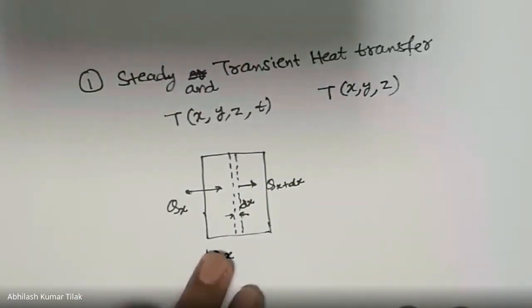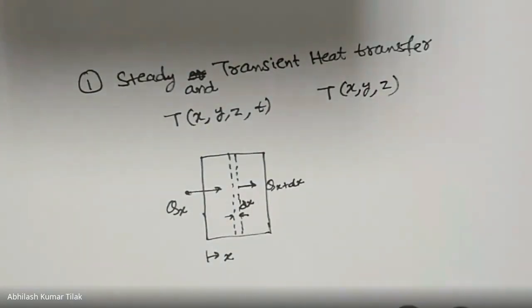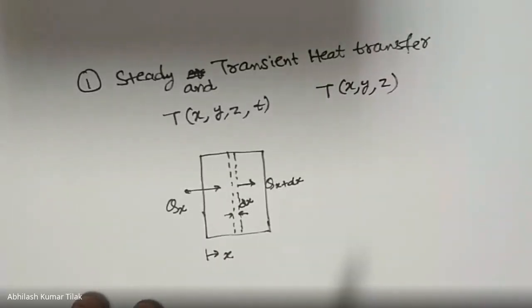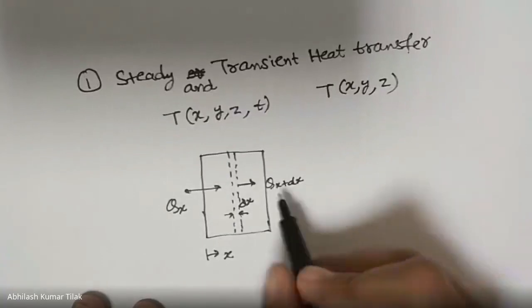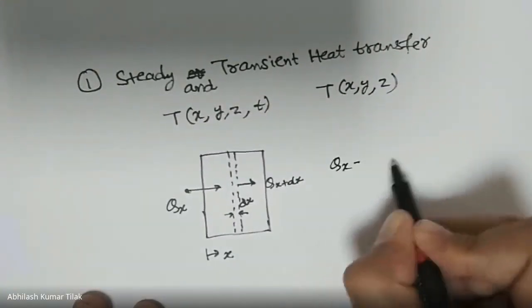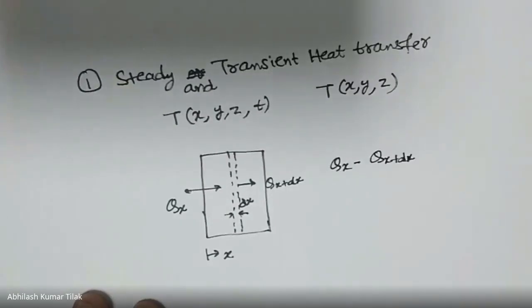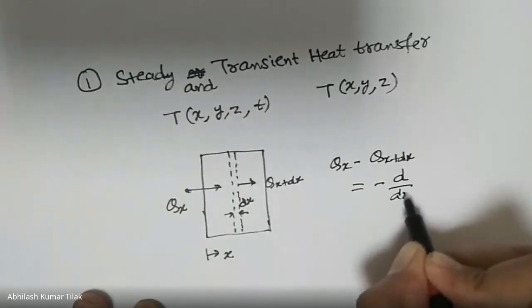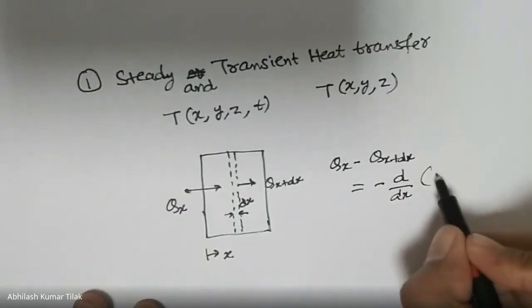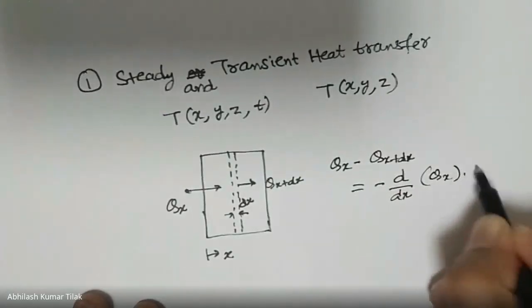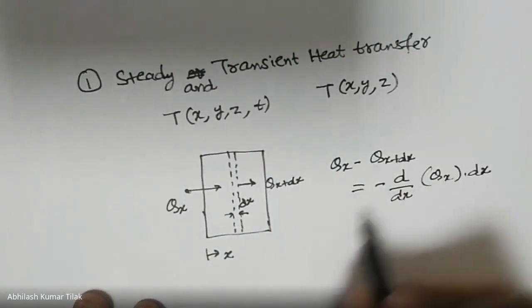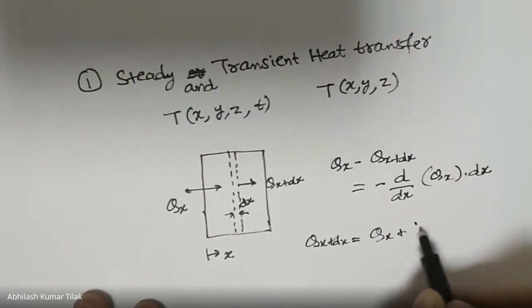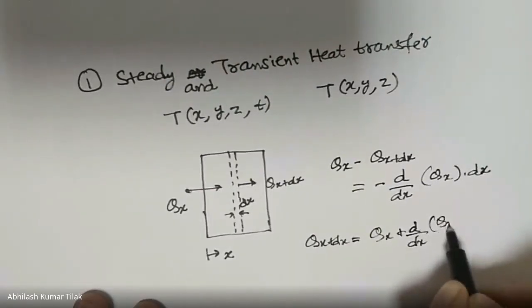If it was steady, then we would have a very similar value. But since I am not considering it to be a steady state, I am writing q of x plus dx. So if I write q of x minus q of x plus dx, in that case this will be equal to minus d by dx of qx into dx, as q of x plus dx can be written as qx plus d by dx of qx into dx.